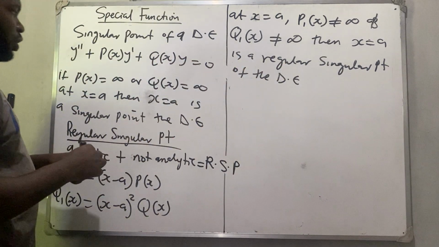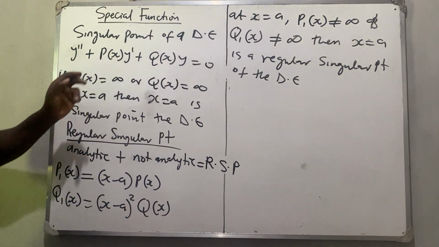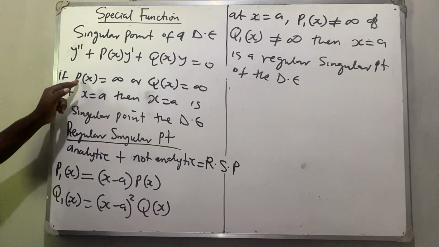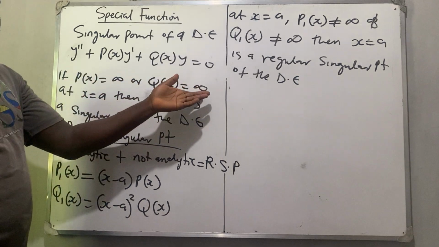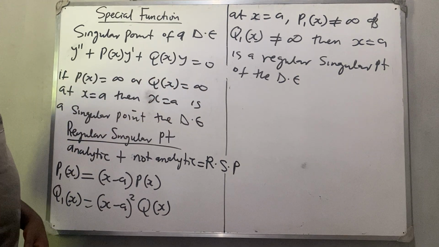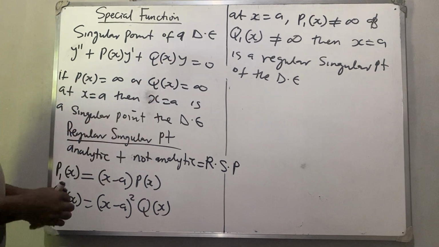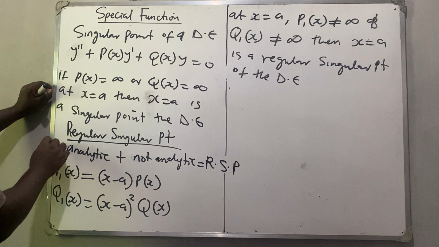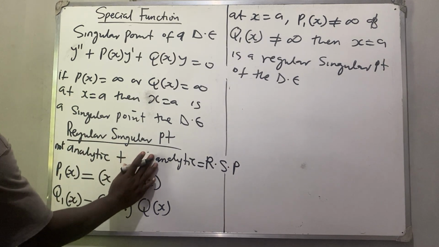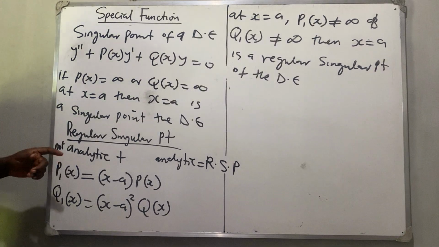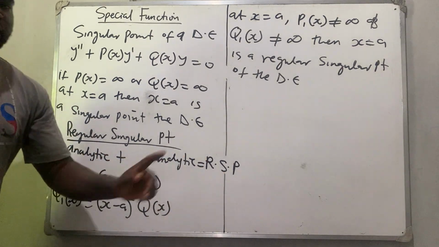So first of all, when we put x equal to a, we discover that p of x is equal to infinity, or q of x is equal to infinity, or both of them are equal to infinity. That means that they are not analytic. Sorry, here should be not analytic, and here should be analytic. That's why I said not analytic plus analytic should give you regular singular point.